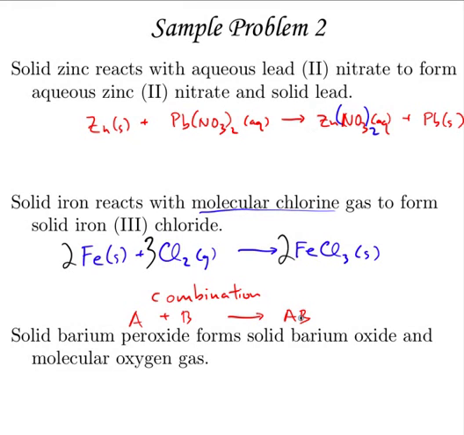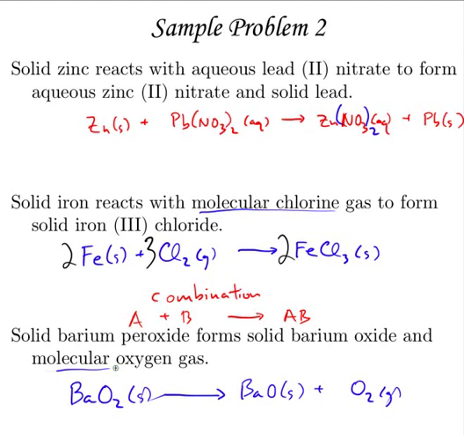Okay, last example, everybody. We have solid barium peroxide forming solid barium oxide and molecular oxygen gas. Let's go ahead and write this and balance it. Okay, so we got solid barium peroxide. And you're told that this forms solid barium oxide in combination with molecular oxygen gas. Remember, molecular oxygen, everybody, okay, very important. So that's going to be O2. All right, so my bariums are good to go. So the only thing we got to balance are the oxygens.